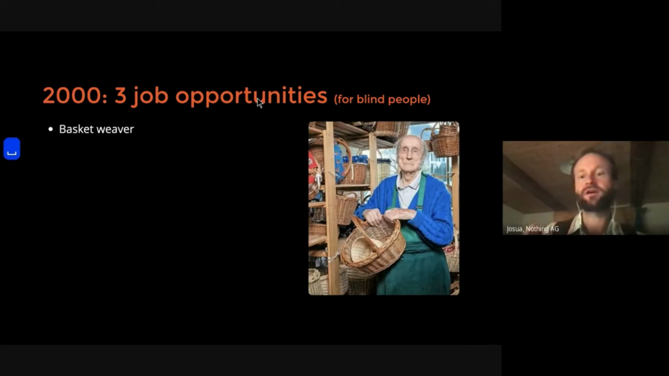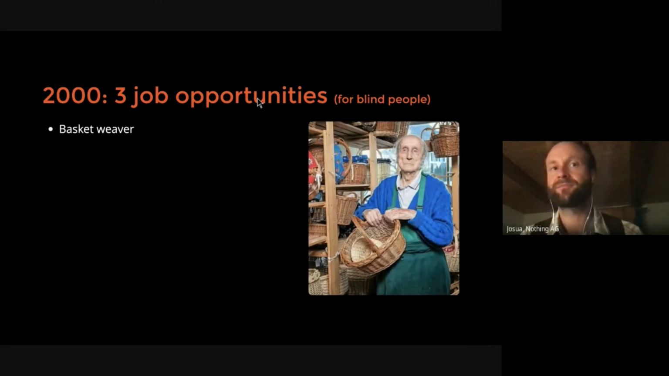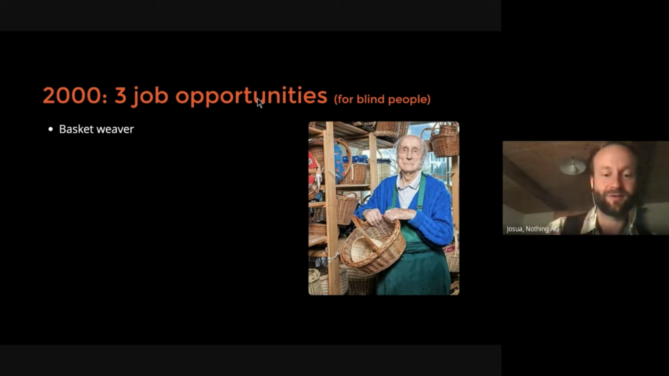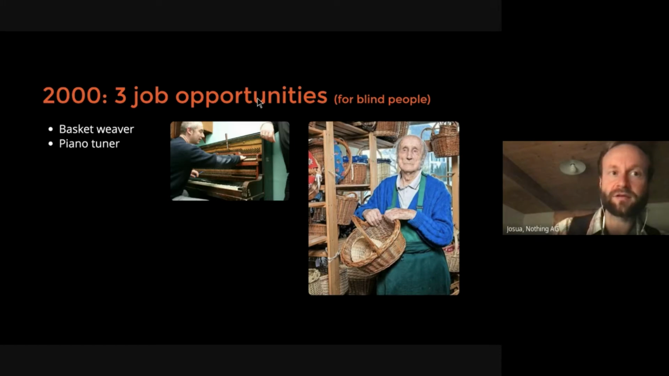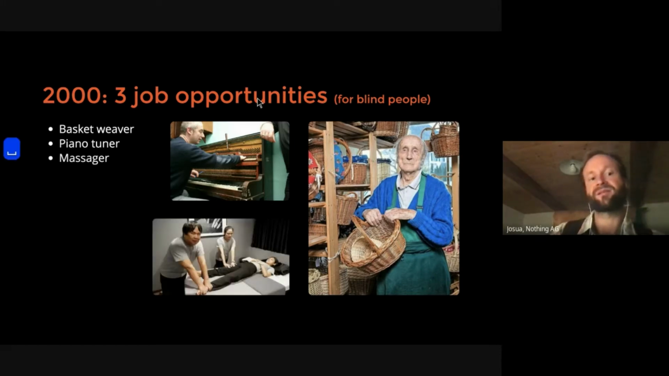Well, first of all, it's weaving baskets. Beautiful job, I guess, but I think you cannot make much money out of it in the world today. The second one is piano tuner. Also a beautiful job, but as most pianos today are electronic ones, yeah, it's not a very luxury income, I guess. The third one, which still holds true today, is massager.